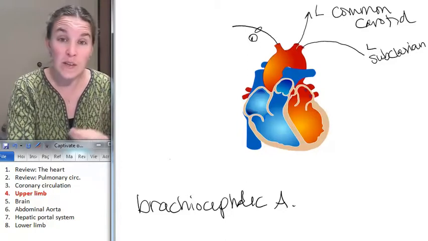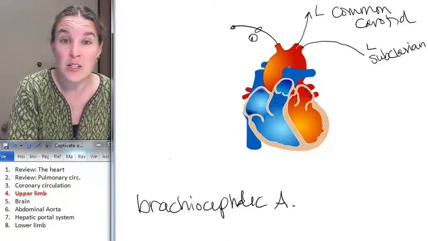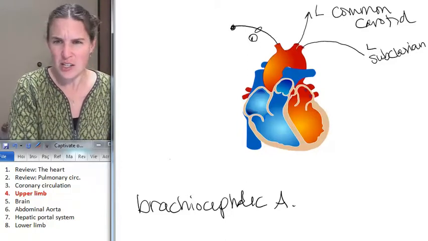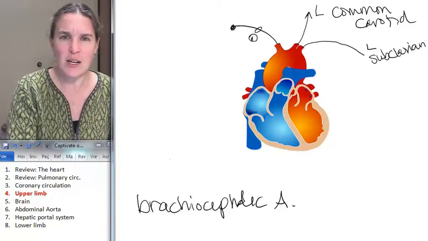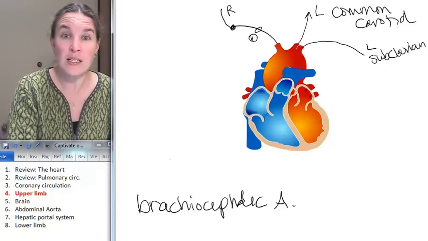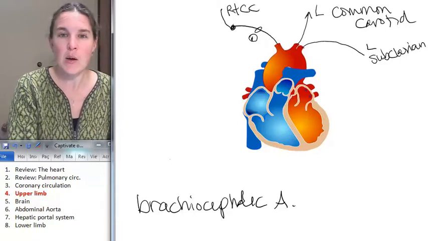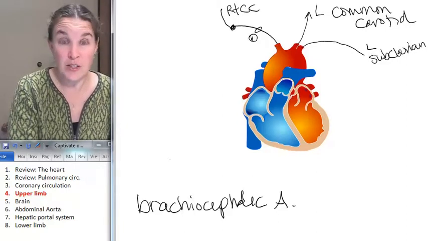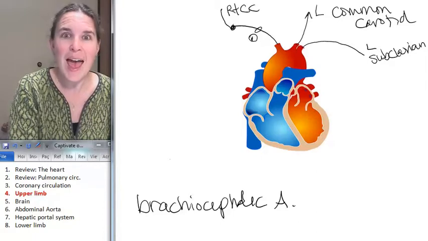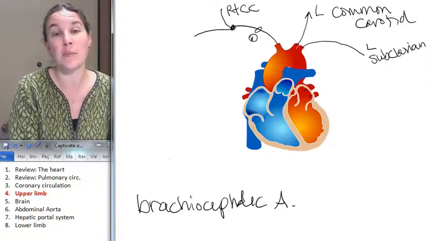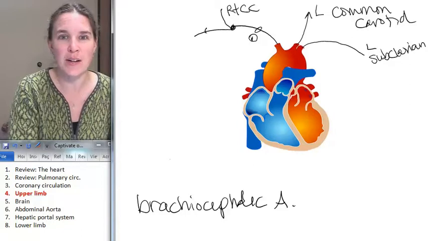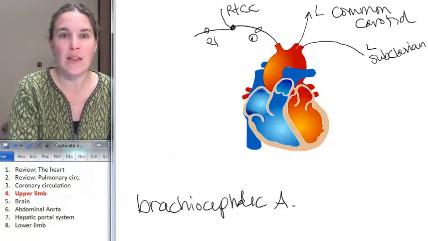And one of the things that's funky is that you would imagine that we'd need a right common carotid, and indeed, our right common carotid comes off of the brachiocephalic artery. After the right common carotid comes off, guess who we are now? This is the right subclavian.